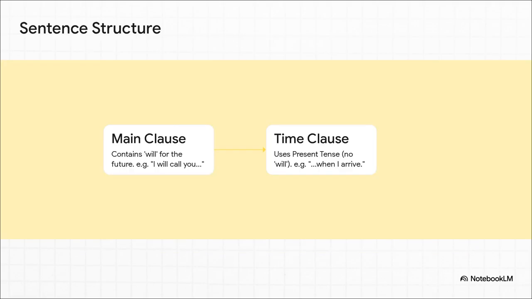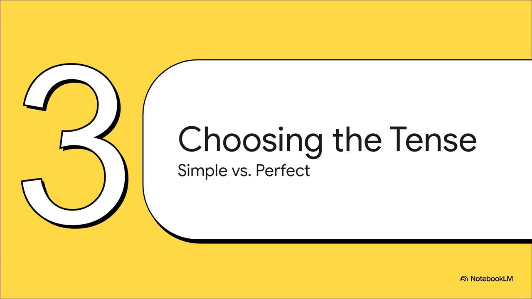So let's see how this works to build a correct sentence step by step. First, you've got your main clause, the main action, and that's where will goes. I will call you. But then comes the second part, the time clause, the trigger, and that's where we use the present tense, when I arrive. See? Main action gets will, time clause gets the present tense. Simple as that.